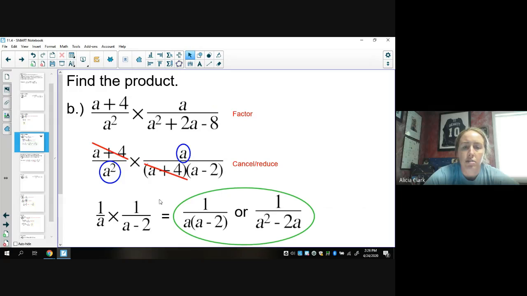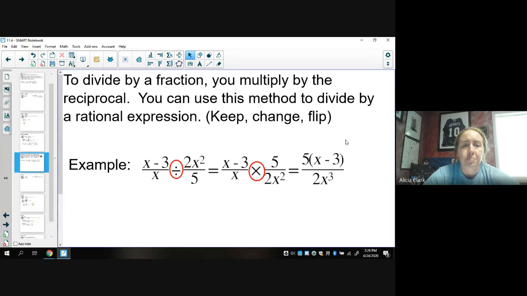If I multiply that straight across, 1 times 1 will give me 1. A times a minus 2 would give me this, or you can also simplify that to be a squared minus 2a. Now, you can also do the same thing with division. And remember, to divide a fraction, you're multiplying by the reciprocal. A lot of you learn this in middle school as keep, change, flip. So you are going to keep the first fraction, you are going to change the symbol from division to multiplication, and then you're going to flip the second fraction around so that you are multiplying by the reciprocal. So that's what we're going to be using to divide rational expressions, which basically means that we're still doing multiplication.